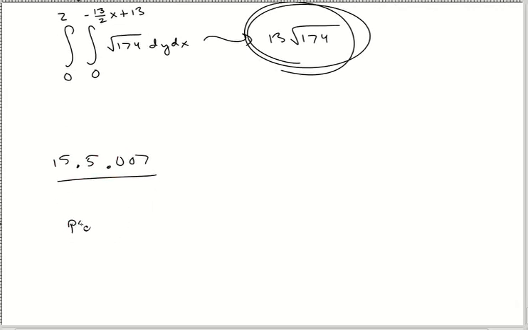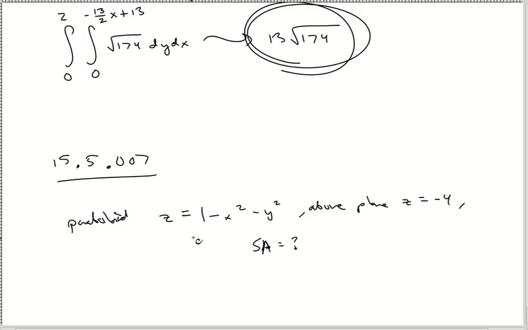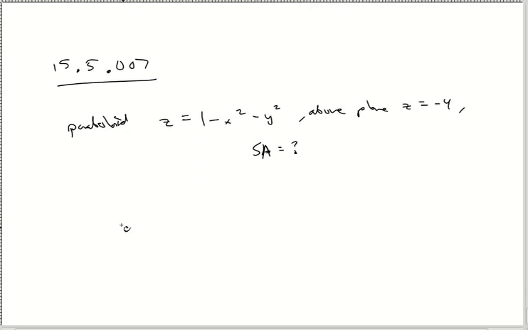Okay, so this one we have a paraboloid, which is z equal to 1 minus x squared minus y squared. And they say above the plane z equals -4, and they want to find the surface area. So what's the surface area of that shape? So we got a paraboloid that's upside down, and then we got a plane there.